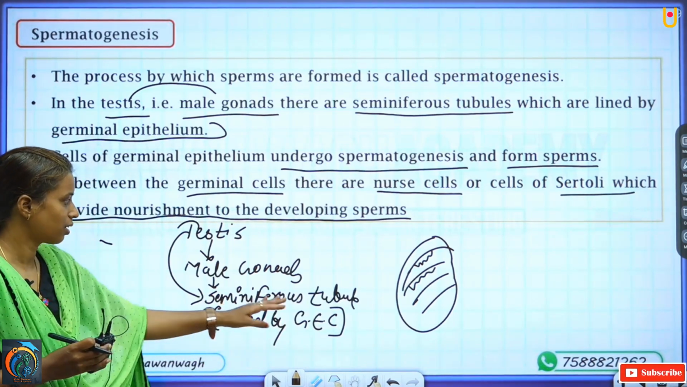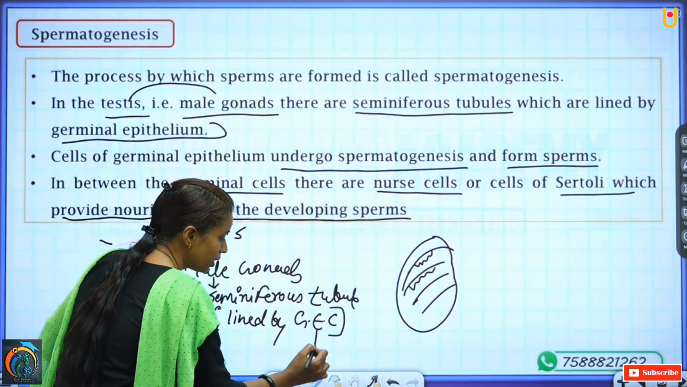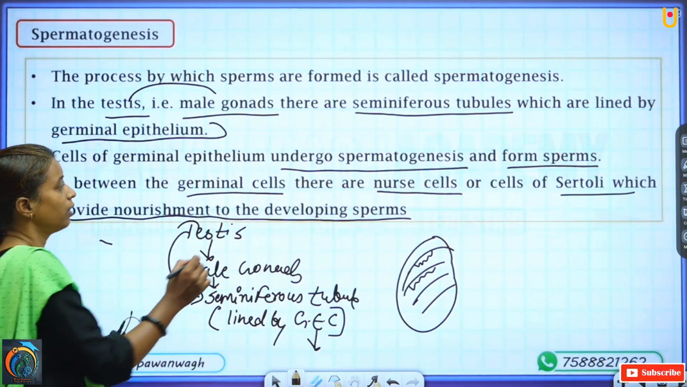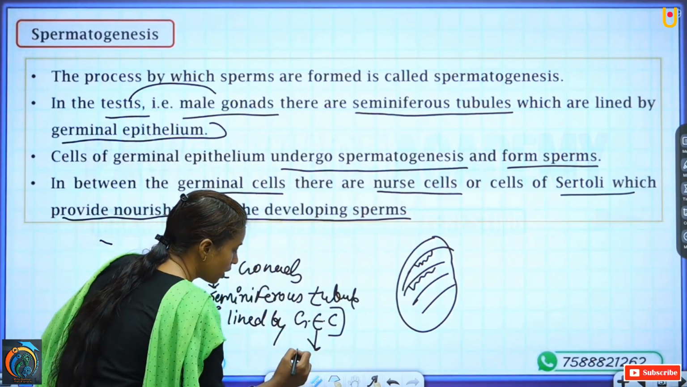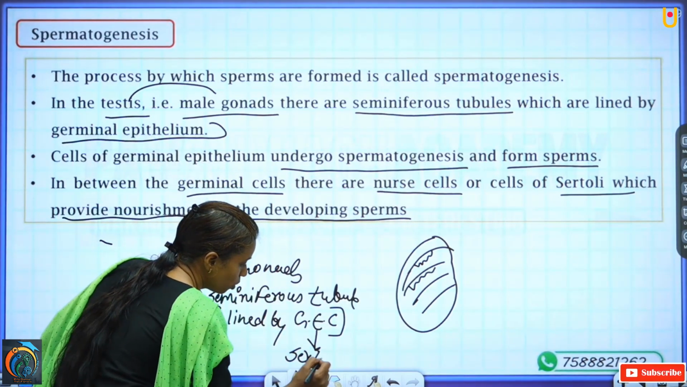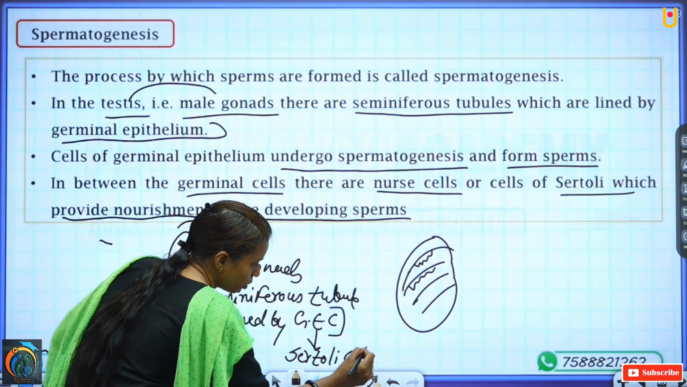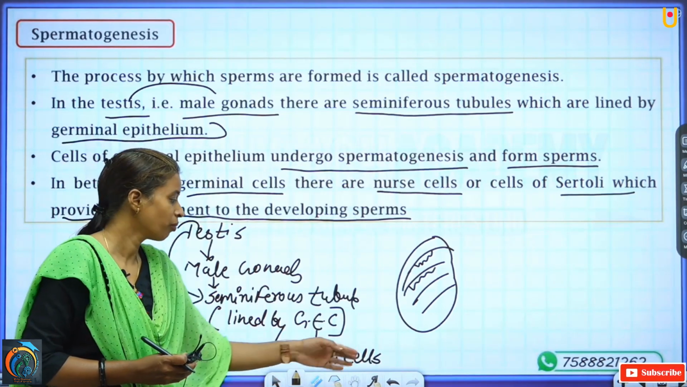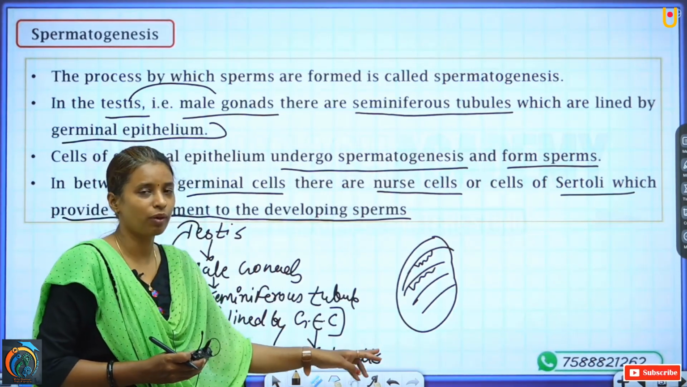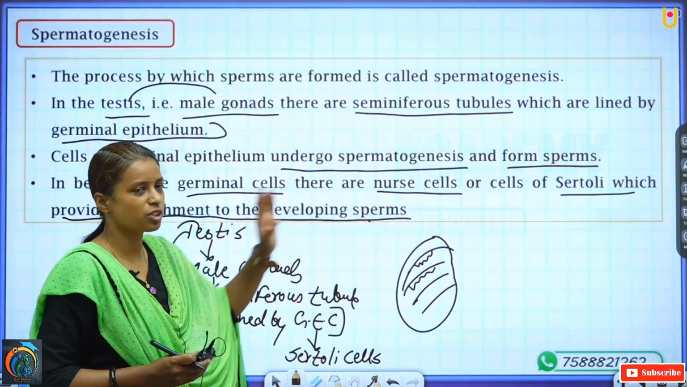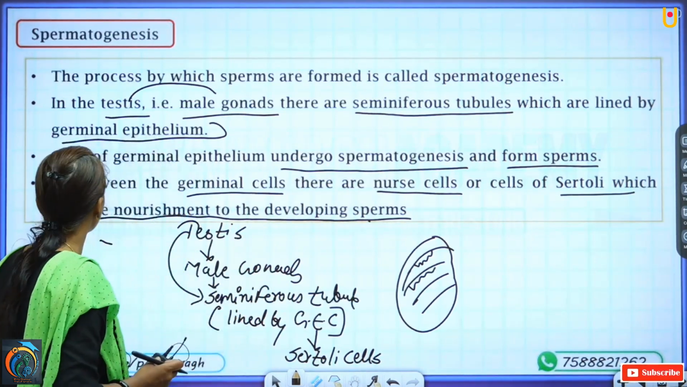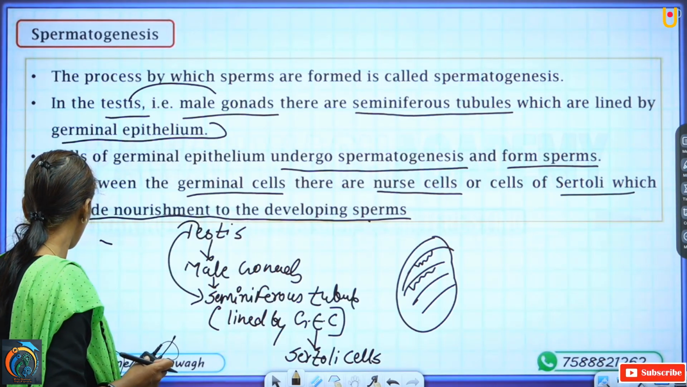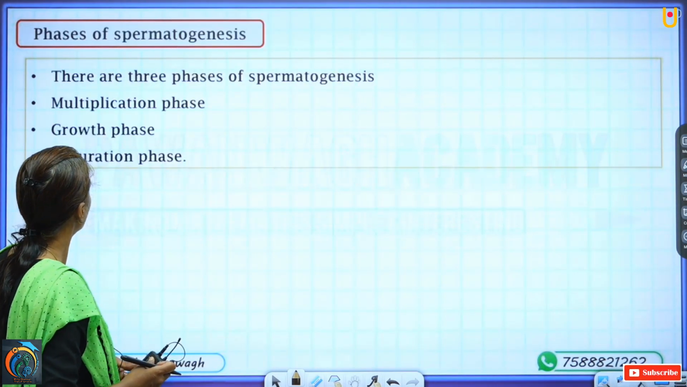And in between these cells, who is present? Again, nurse cells are present. We are calling them Sertoli cells. And what will be the function of this Sertoli cell? These Sertoli cells are providing nourishment to the developing sperms. Got it? Now this is the initial stage of development of sperms.